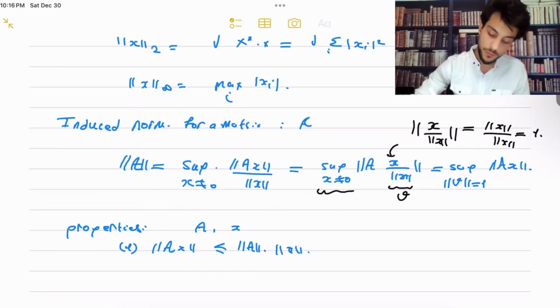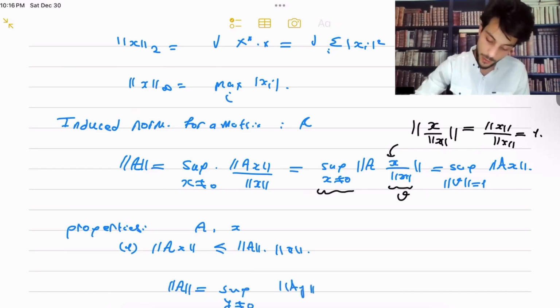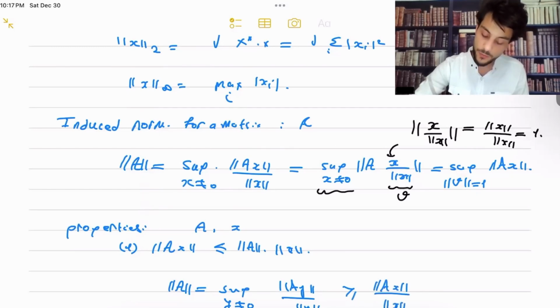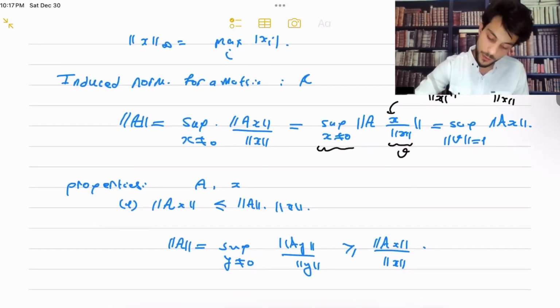And this is trivial from the very definition of a matrix norm, because take the matrix norm, which we define to be the sup over all y's not being 0 of the norm of Ay over the norm of y. And now, since this is a sup over all y's that are not 0, then this should be bigger than or equal to the particular element norm of Ax over norm of x when we take y to be x. So we get this inequality as a result.